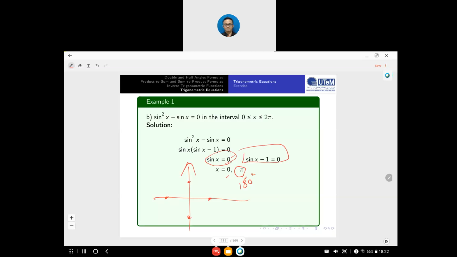Okay, next. Solve for this one, sin x minus 1 equal to 0. So negative 1 pergi sebelah. It becomes sin x equal to 1. So x equal to sin inverse 1. Okay, yang ni you press your calculator, you can get pi over 2.